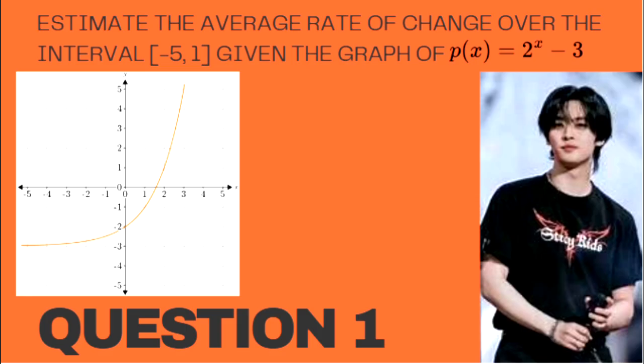Estimate the average rate of change over the interval negative 5, 1, given the graph of p of x equals 2 raised to the power of x minus 3. So this is all you. Pause it. Go do it. First thing you need to do is get your 2 coordinate points. So at negative 5, our y is about negative 3. It's not exact because remember this horizontal asymptote never levels out completely, never touches that point. So our first point is going to be about, that's why it says estimate, negative 5, negative 3.